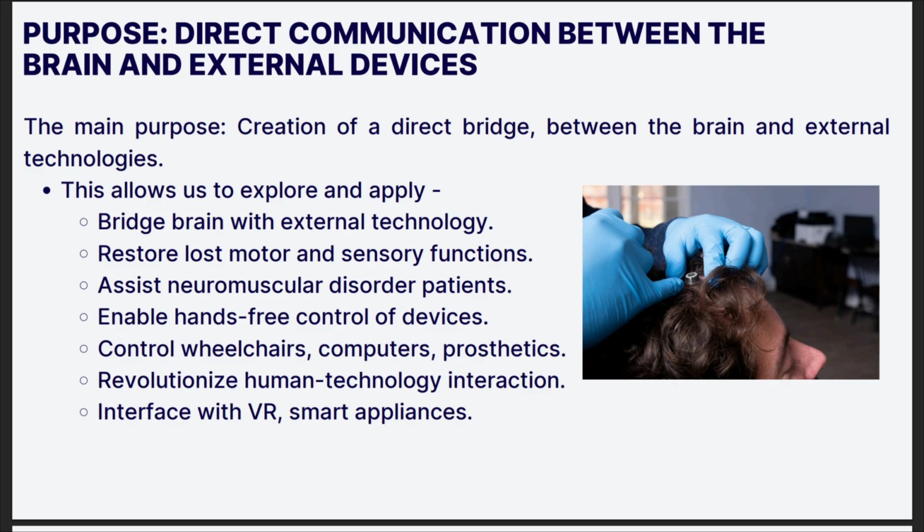Now we will see what are the purposes. Direct communication between the brain and the external devices. The main purpose is the creation of a bridge between the brain and external technology. Now we will explore the applications. First, bridge the brain with external technology, restore lost motor and sensory functions, assist neuromuscular disorder patients, enable hands-free control of devices, control wheelchairs, computers, prosthetics. Revolutionize human-technology interaction, interface with VR and smart appliances.